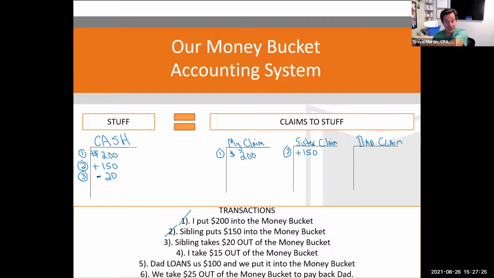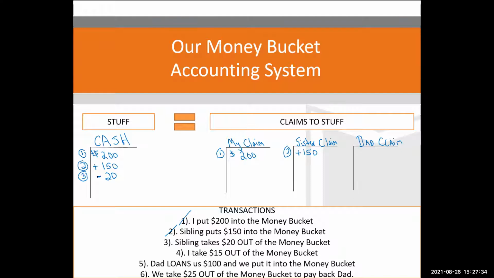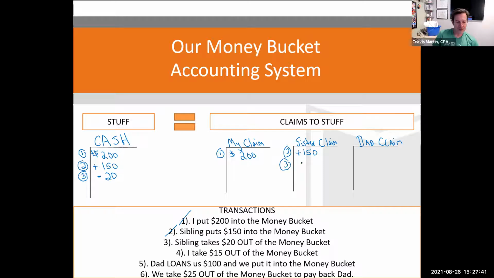What do you think is going to happen on the right-hand side of the equation? Anybody want to throw a guess out there where the other side of that transaction is going to be? The sister's claim is going to subtract 20. Yeah, perfect. Thank you, John. We're going to put a 3 right there. We're going to drop sister's claim down 20 bucks. We're still in balance. She took money out. Her claim goes down. Perfect. Same idea on number 4. You're going to come along and you're going to take 15 bucks out.